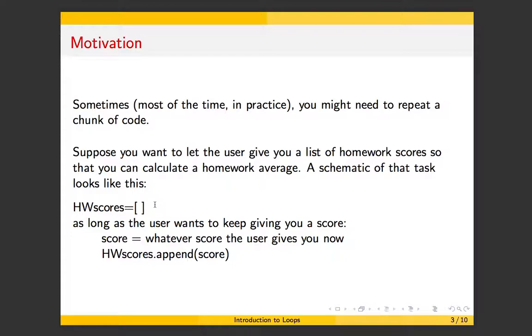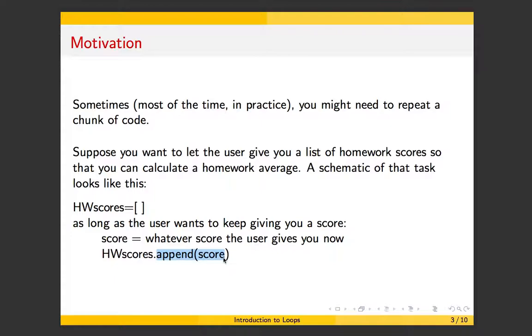And then what you want the user to do is populate that list for you. You want the user to give you these scores. So you need a chunk of code that says something like this. As long as the user wants to keep handing you a score, then what do you need to do? You need to grab that score from them. So they want to give you 100% or a 90%, whatever. You grab that from them, and then you throw that score into your homework list, say using this append function from before.